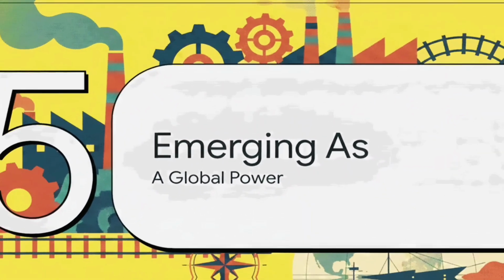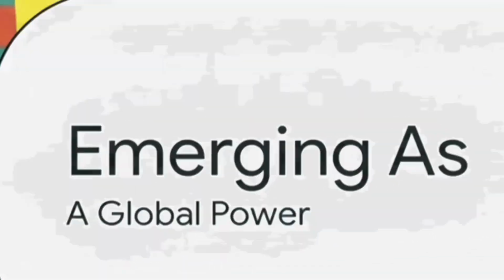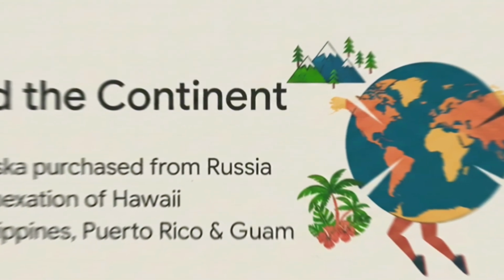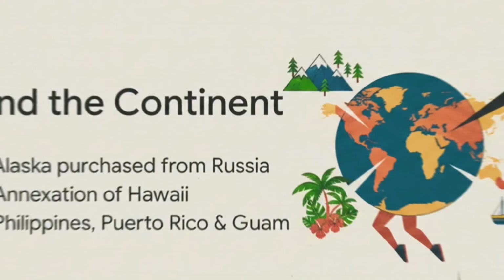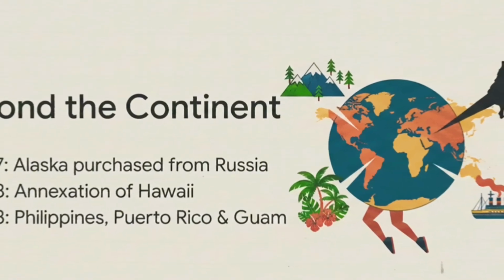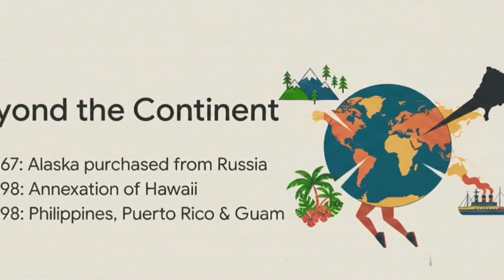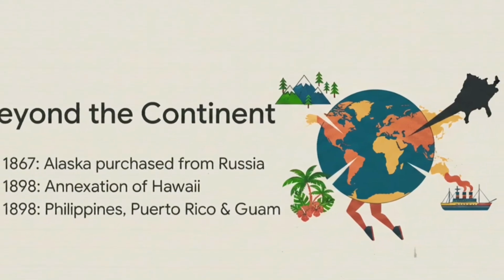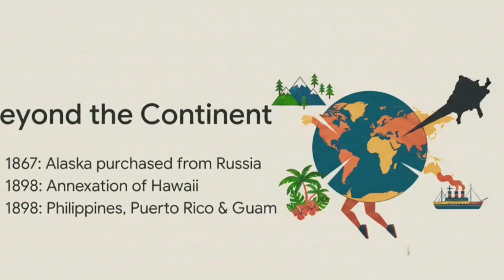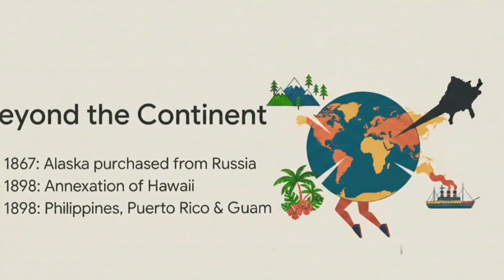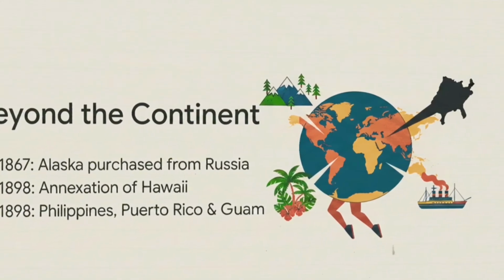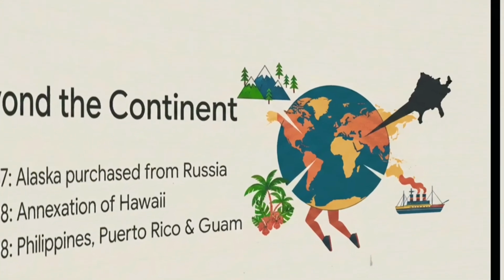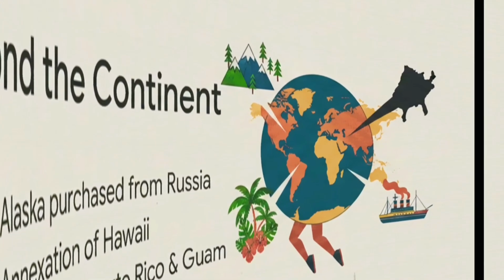Okay, let's look at Section 5, Emerging as a Global Power. These next acquisitions perfectly illustrate America's major leap onto the world stage. The continental frontier had essentially closed, so the engine of expansion shifted outward. We see the purchase of Alaska from Russia for a mere $7.2 million. Then in 1898, the annexation of Hawaii followed rapidly by gaining the Philippines, Puerto Rico, and Guam after the Spanish-American War. The U.S. was swiftly transitioning from a purely continental project into a formidable imperial and industrial heavyweight.